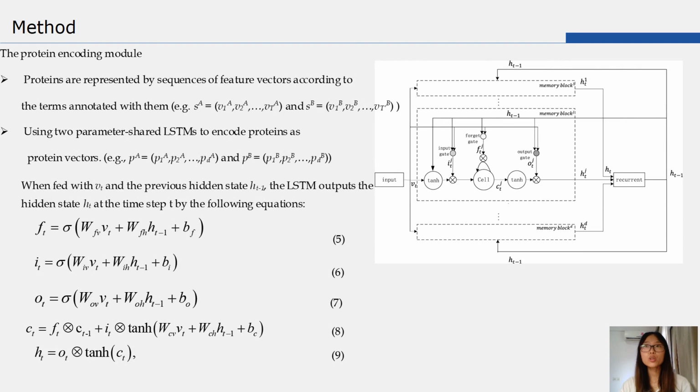The protein encoding module is an encoder model based on LSTM that learns the mapping relation from terms to proteins. It consists of 2 identical LSTMs. This figure shows the details of one LSTM. If it's fed with a sequence of the feature vectors of the protein, the LSTM network outputs a sequence of the hidden state. The final hidden state vector HT is taken as the protein vector for the protein.